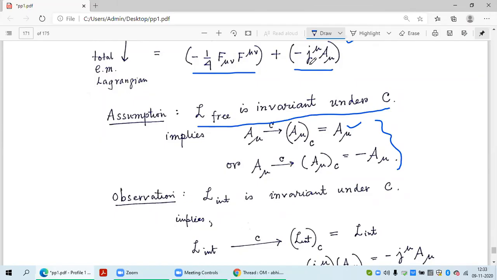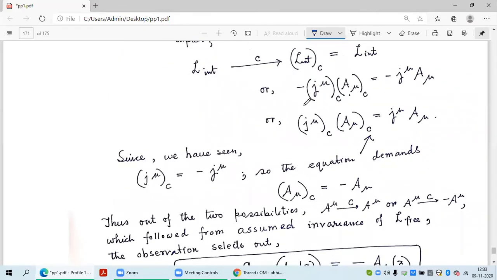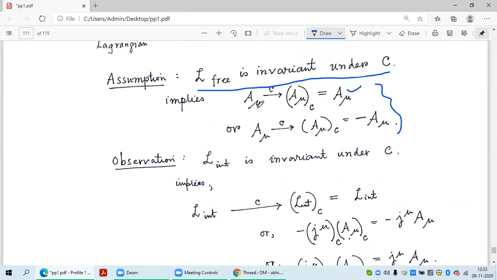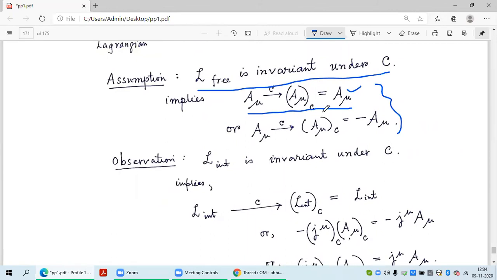But you know that J_mu changes sign under charge conjugation because it is a current. So if current charges are flipped, J_mu will change sign. Therefore, if you take this possibility, okay, so what will happen?